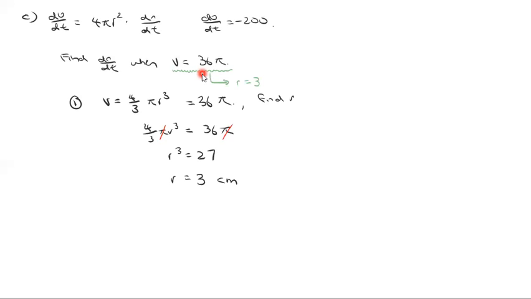Once you've got that, it's very similar to the questions we've done before. We've got r equals 3. We want to find dr/dt. We know dV/dt equals 4 pi r squared times dr/dt. We know dV/dt is negative 200. We now have r being 3. And we just solve for dr/dt.